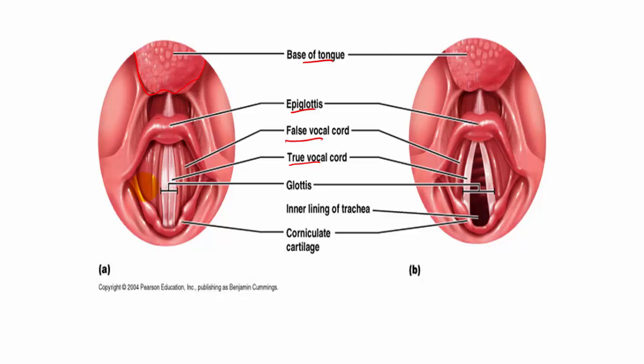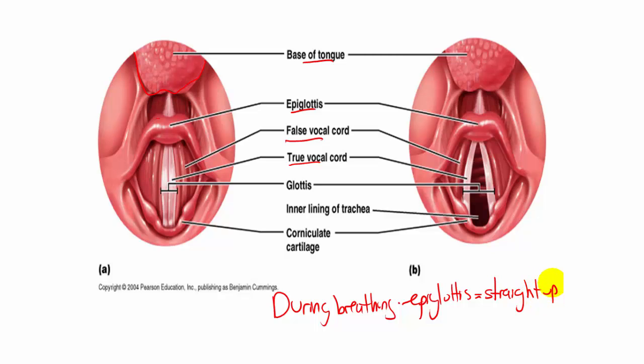So when you're breathing, the epiglottis is standing straight up. And so that's the situation over here. We're breathing, the epiglottis is up, and the glottis is the opening that the air is going to go through. And you'll notice the vocal cords pull back so that air can go through. So the air is going to vibrate the true vocal cords, and that creates the sound. When we swallow food, what happens over here is that the epiglottis comes over and covers the opening to the larynx.